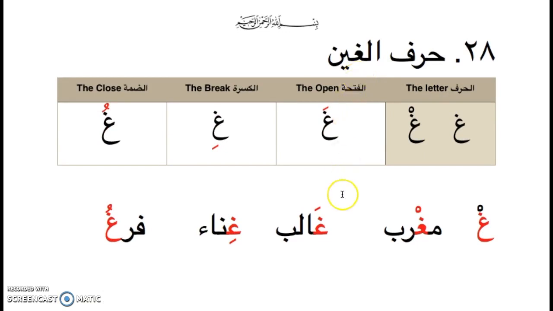Harf al-ghin, and I believe this is our last letter. Strange, we usually run out of time, but we have time. Gha, ghi, ghu. Maghrib. Ghalib. Ghina'a. Farugh. Farugh is like done with, it's done. Or it's empty, it's not there anymore.